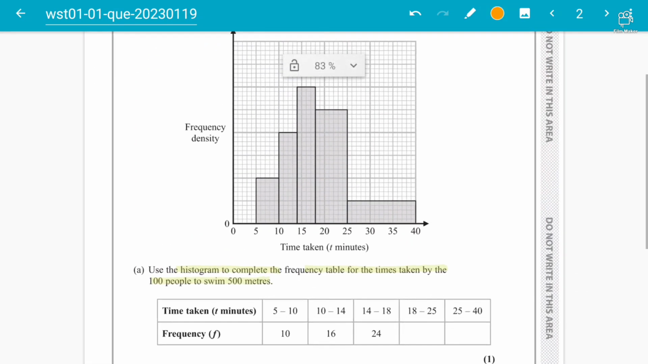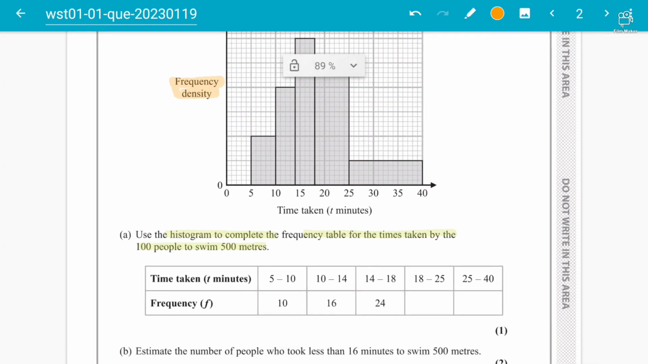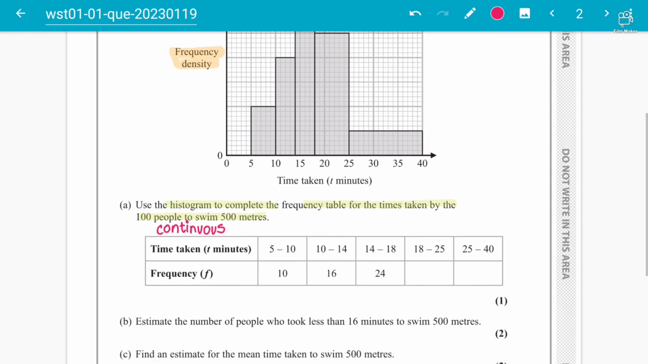We have been given frequency density, which means the class width is not the same. As we can see, there is 5 to 10 minutes, then 10 to 14 minutes, and it's continuous data. Students should understand this. Time can be in decimals as well. So 14 to 18, 18 to 25. The class width is not the same, and that is why frequency density comes in.